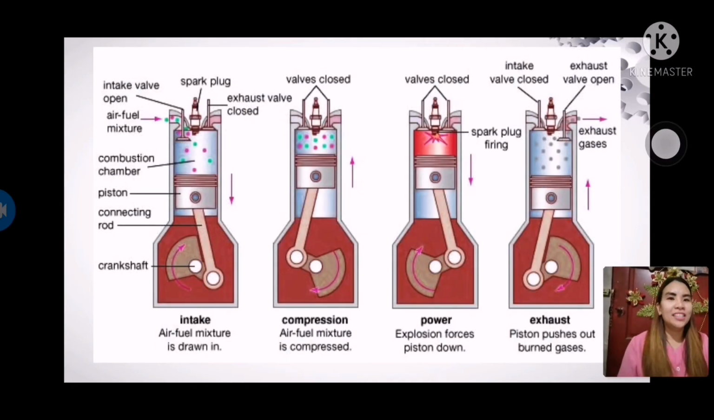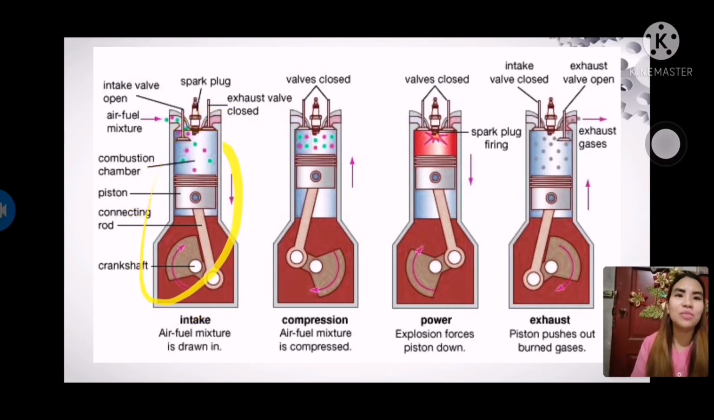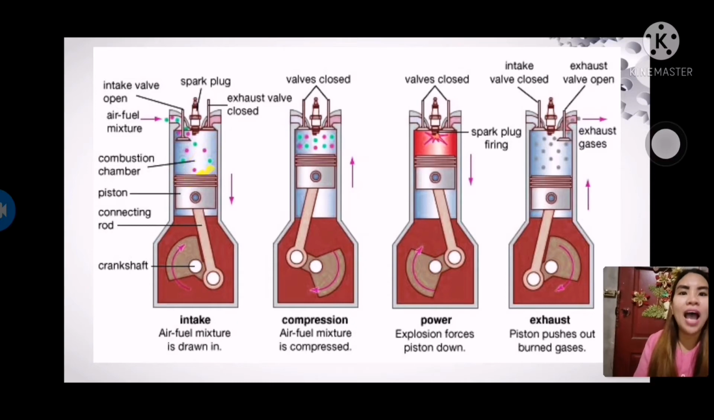Here is a picture showing the different strokes of our four-cycle heat engine. The first part, the one that is circled, is what we call the intake stroke. That is the first stroke, wherein the intake valve opens and the air-fuel mixture enters. You can see the bubbles there. Our piston moves down and the air-fuel mixture is drawn in. Next, in our second stroke, we have the compression, wherein the air-fuel mixture is compressed, meaning our piston moves up this time. The inlet and the outlet valves close.